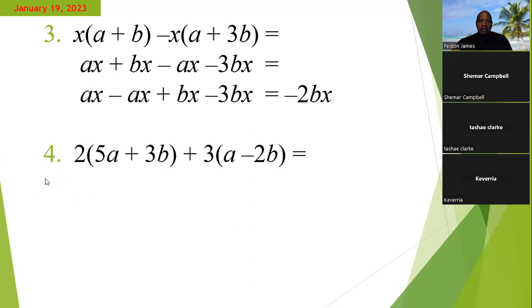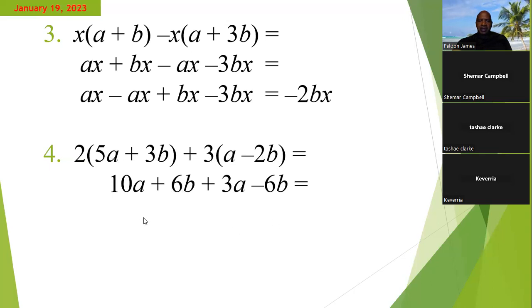Here again, another example, we simply multiply what is inside the bracket by what is outside. We get 10a after we multiply 2 times 5a, plus 2 times 3b gives you 6b, plus 3 times a gives you 3a. And then 3 times minus 2b gives you negative 6b.